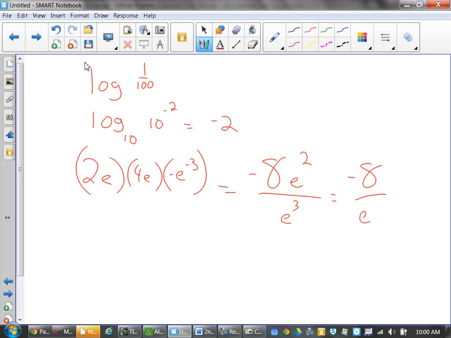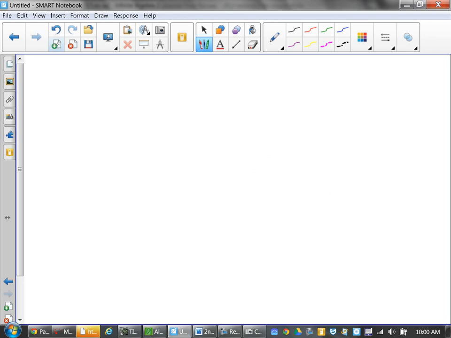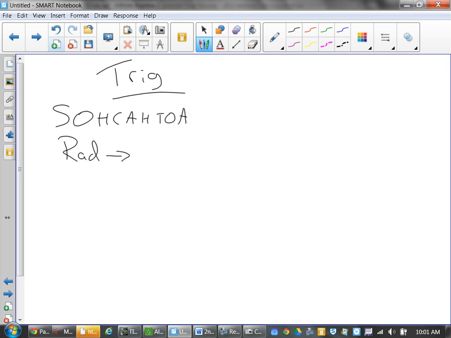Trig, yay! This wasn't that bad. I love trig. The first bit of trig that you guys started working with was pretty straightforward. Good old-fashioned SOHCAHTOA. We had the SOHCAHTOA stuff. We had radians versus degrees.